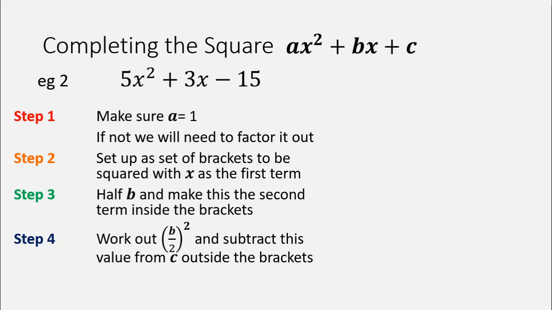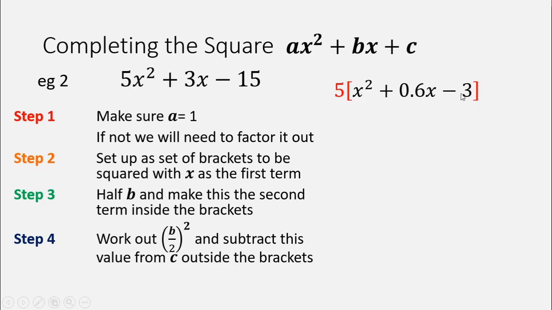So factoring out that 5, square brackets, 5x squared divided by 5 is just x squared. 3x divided by 5, 3 divided by 5 is 0.6. It is a decimal value, but it's a terminating decimal value. It's not difficult to work with. So 0.6x. And negative 15 divided by 5 is negative 3.